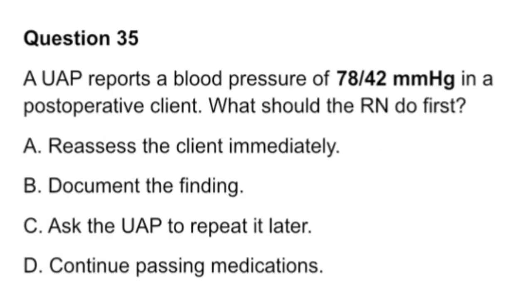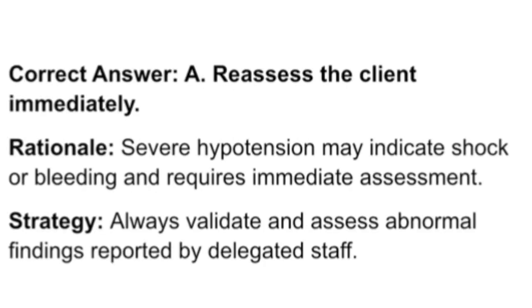Question 35. A UAP reports a blood pressure of 78/42 mm of mercury in a postoperative client. What should the RN do first? A. Reassess the client immediately. B. Document the finding. C. Ask the UAP to repeat it later. D. Continue passing medications. Correct answer, A.